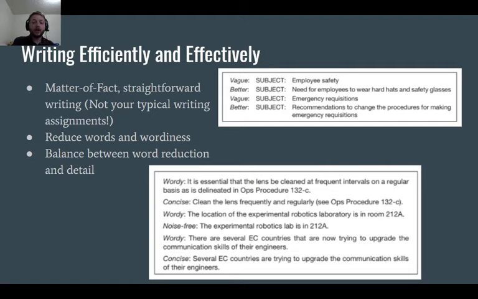See Ops Procedure 132C. So when we converted it to this more concise statement, we did take away words and reduce the wordiness of the sentence, but we also didn't sacrifice anything of substance. We didn't take away any necessary details that would give the reader, or the person you're trying to communicate with, less detail than they need to know for whatever you're trying to tell them.